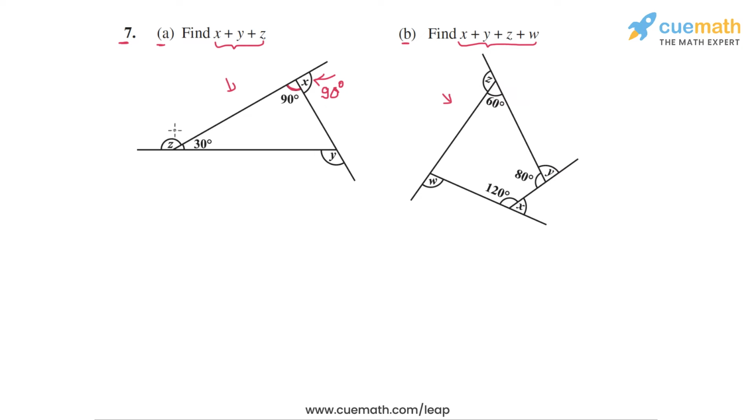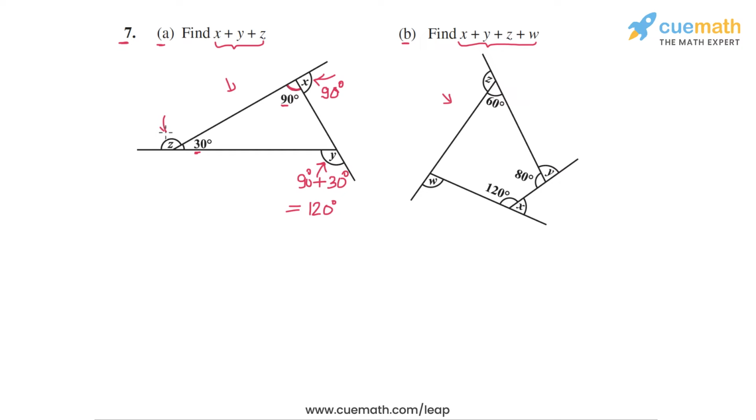And then y is this angle here, and we can see that y is an exterior angle for this triangle, so it will be equal to the sum of the opposite interior angles, and the opposite interior angles are 90 degrees and 30 degrees. So we can write y as 90 plus 30, which will be equal to 120 degrees. So the measure of y will be 120 degrees.